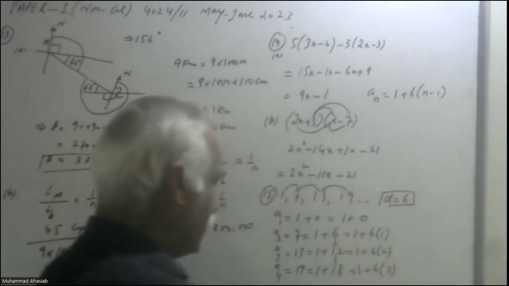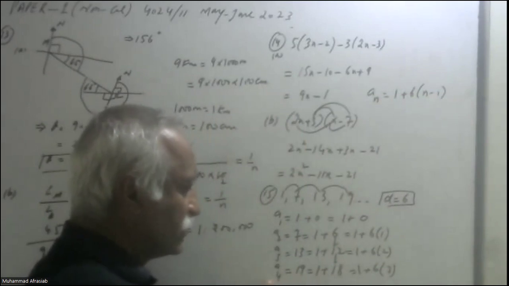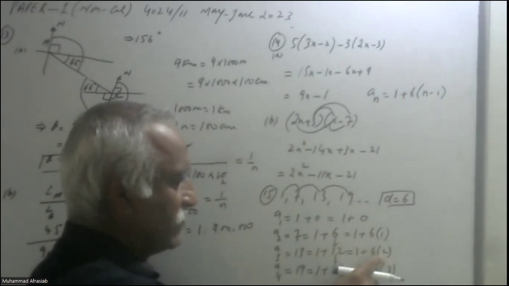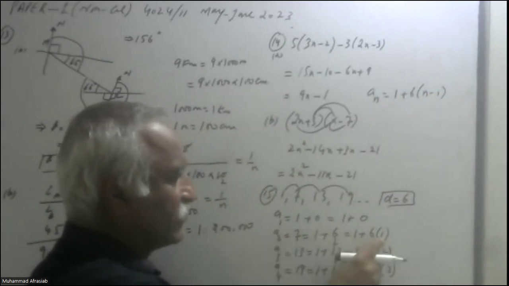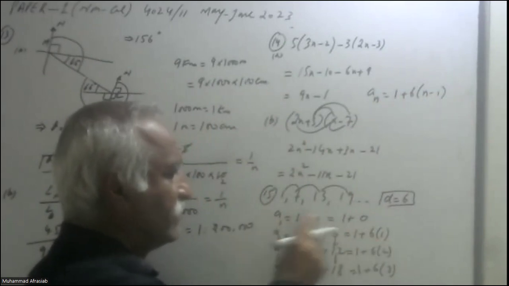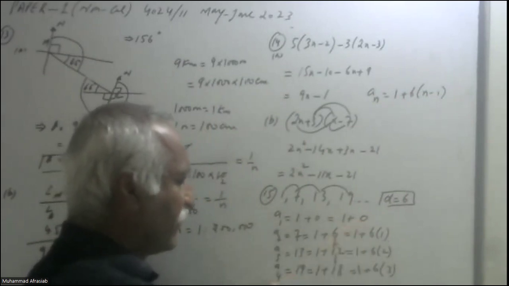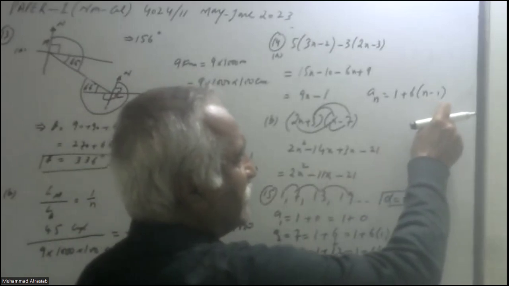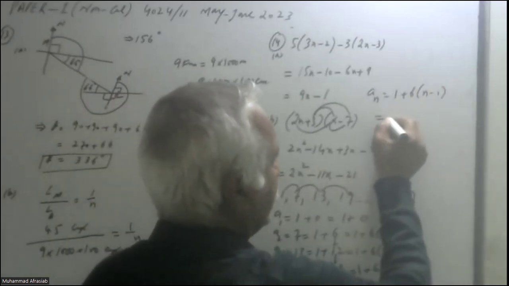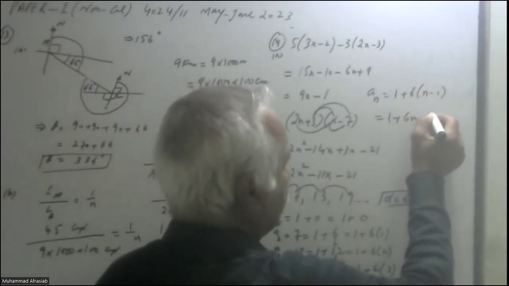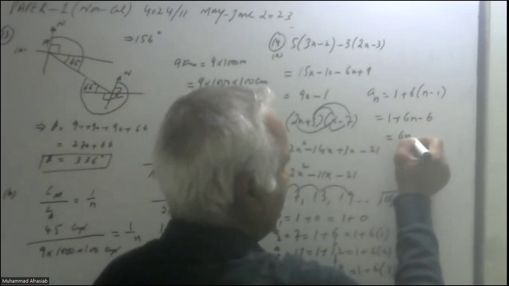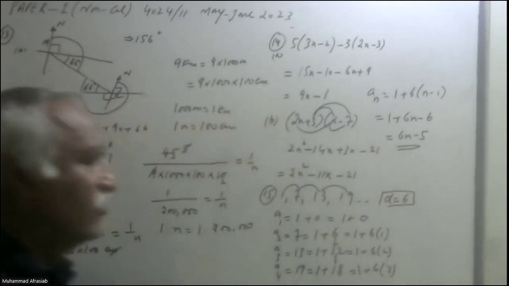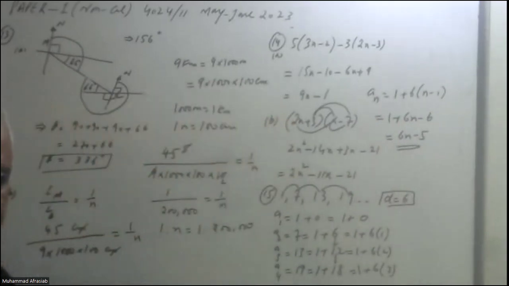minus 1. Because if it is fourth term, then it is 3 there. If it is third term, it is 2 there. If it is second term, then it is 1 there. And if it is the first term, it is 0 there. So for fifth term, it should be 4 here. So we are using for nth term n minus 1. So this will become 1 plus 6n minus 6, or it would be 6n minus 5 is the pattern of these four terms of this progression there.